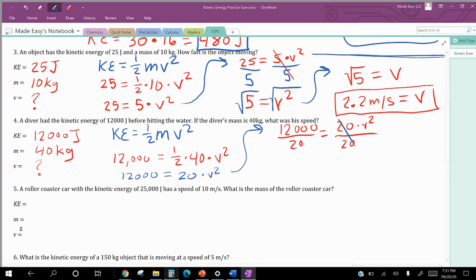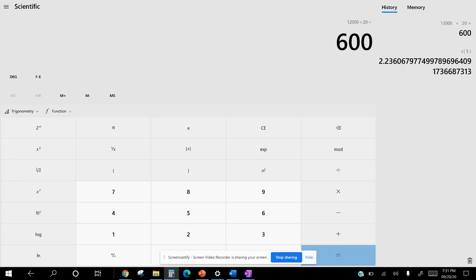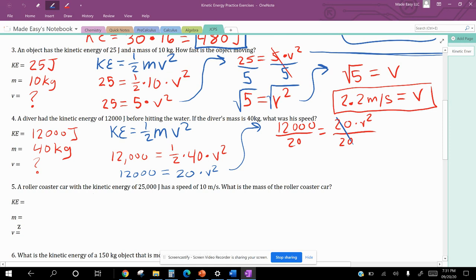Let's double check. Okay. We got calculators. Let's do it. 12,000 divided by 20. All right, yeah, 600. Awesome. And so 600 equals v squared. We don't know what v squared is. We want to know v. So what do we have to do to both sides? Just like in the previous problem, we have to take the square root. Okay?